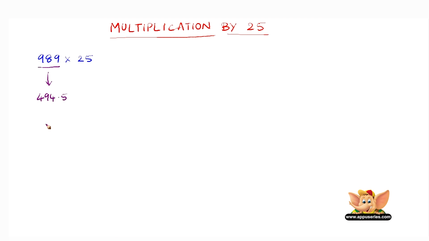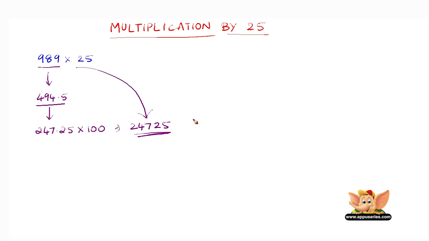494.5. Next step is find the half of 494.5, which is nothing but 247.25. Now simply multiply this by 100, which is 24725. So this is the answer of 989 into 25.